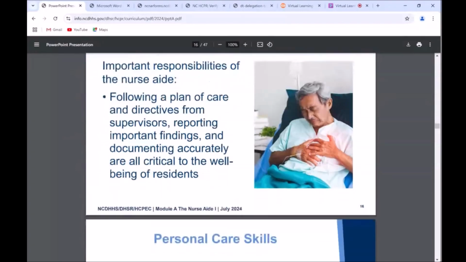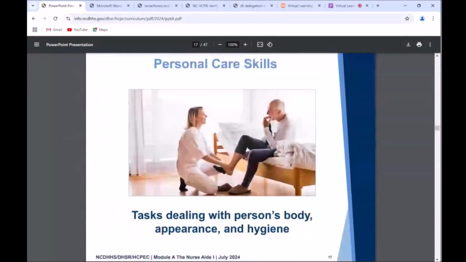Next, you have personal care skills. It's exactly what it sounds like. It's tasks that deal with the person's body appearance and hygiene. Privacy, again, is going to be key when you provide these skills. They are done daily, in the morning, evening, and at the time the resident prefers care. Just like us, we all have our preferences. We like what we like. We try to accommodate that when we can. Each individual does have things like their own bath soaps, their own bath time, hairstyles, things like that. So we're going to assist them with those things.